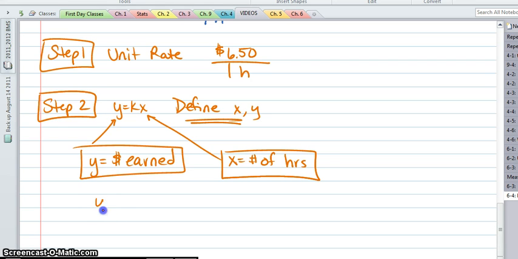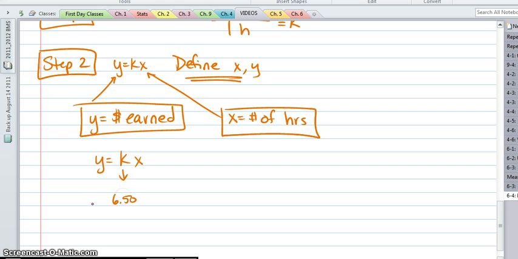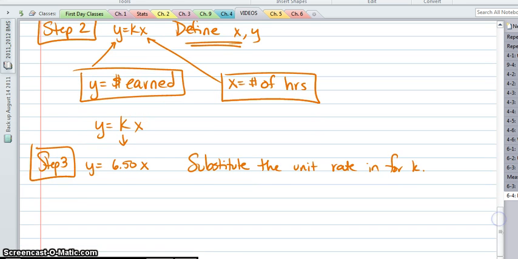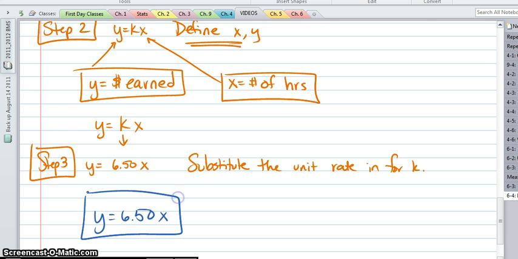Okay, so I know y equals kx. K is determined by my unit rate. I'm just going to put 6.50 in here. I don't need to worry about units in the equation itself. I'm just going to call that step 3. Substitute the unit rate in for K. Okay, now that we have our equation, we can figure out what Gloria will earn after any number of hours given.